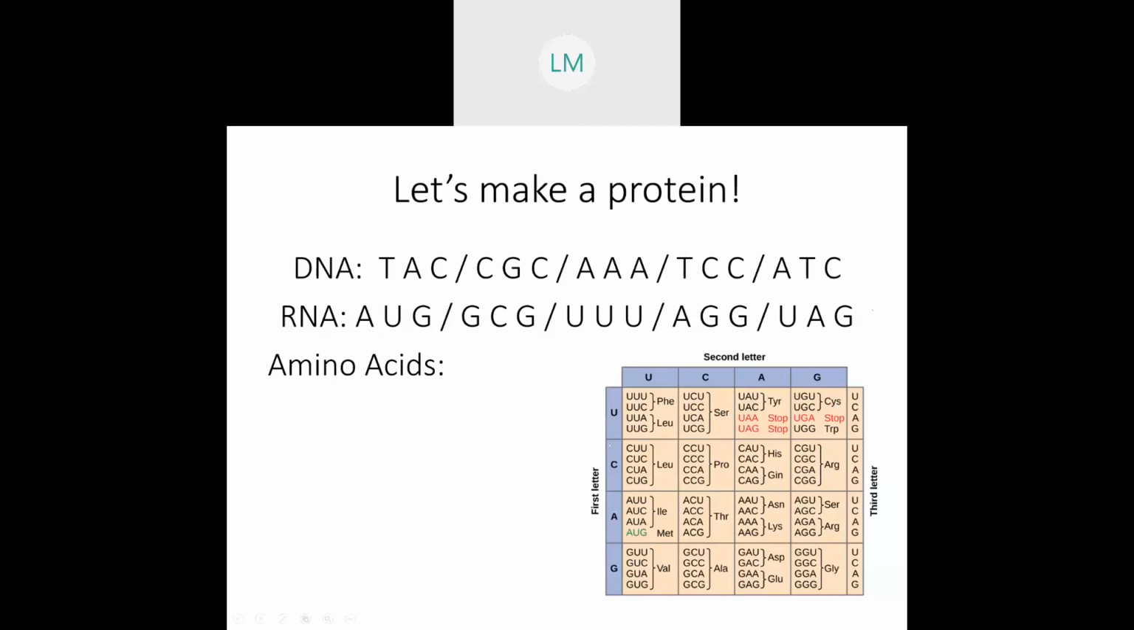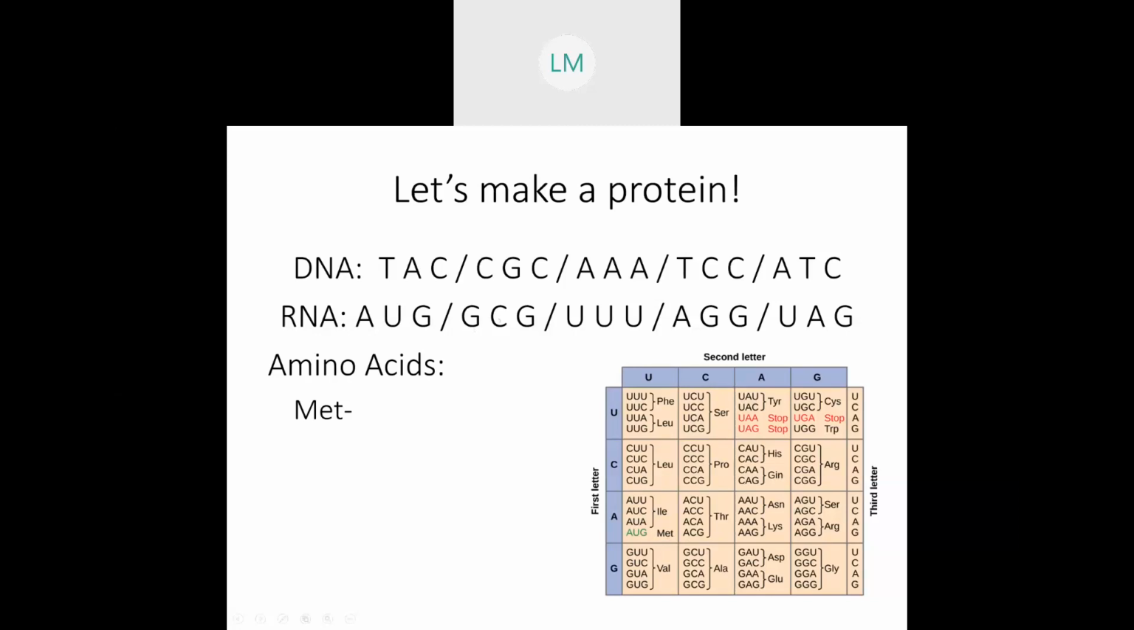So the first letter is this side, this vertical side here. And then the second letter goes across the top. So you can just track down what series of amino acids you're looking for. The first one we're looking for is AUG. The first letter is A, second letter is U. So we're going to go down to this box and we can see that AUG is our start codon. Start codon always codes for an amino acid called methionine. That is referred to as MET. So you can just use the shortened version of the amino acid names here.